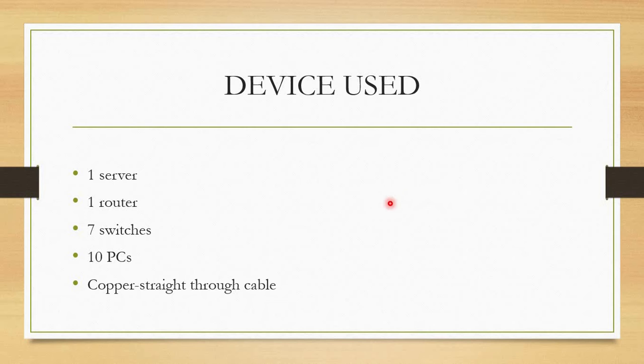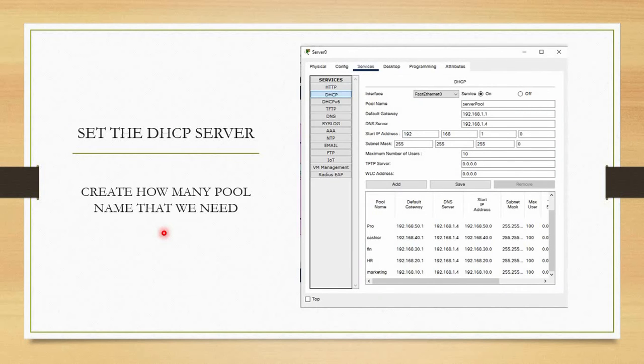In this network, we're using 1 server, 1 router, 7 switches, and 10 PCs, connected with copper straight-through cable. Firstly, we need to set the HTTP server. We set it by creating as many VLAN names as we want. Because we are creating 5 departments, we are creating 5 VLAN names here.